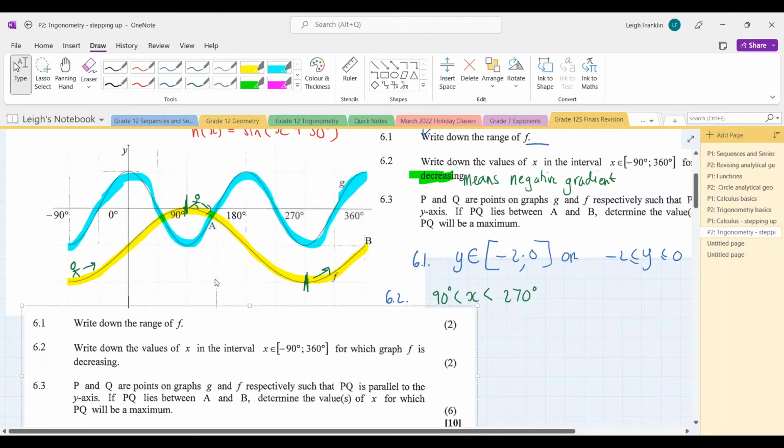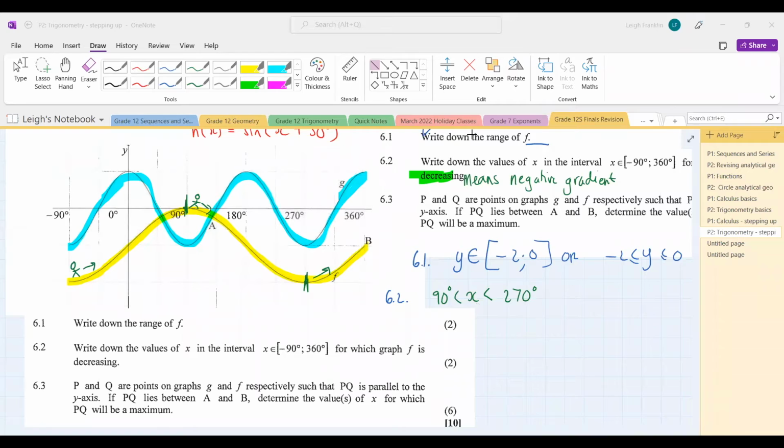So what sort of line is PQ? If it's parallel to the y-axis, it must be what sort of line? What do you guys think? Straight line. I think it's a straight line. It is a straight line. You're quite right. But is it diagonal? Is it horizontal? Is it vertical?